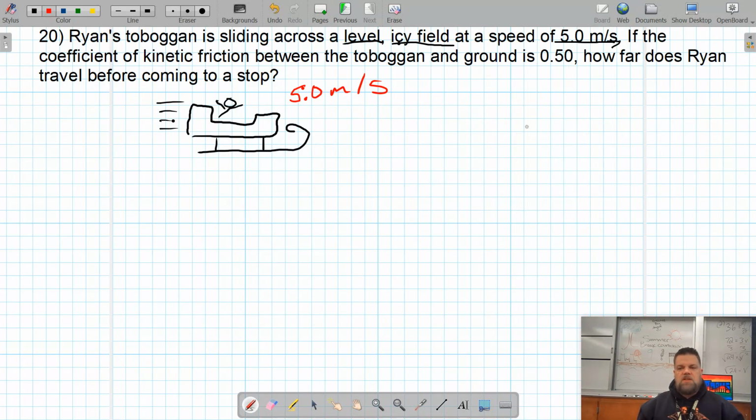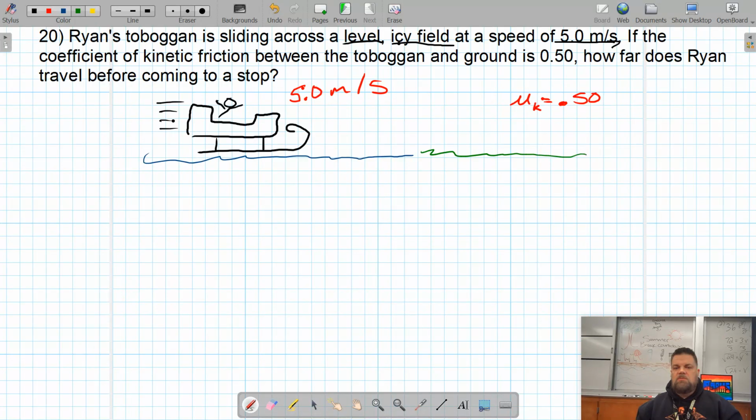So if the coefficient of friction, it's already in motion. So what type of friction is that? Well, it's the kinetic, equal to 0.5. How far does he travel before coming to a stop? Oh wait, it's an icy field. Okay, I understand what they're saying. He's sliding on the ice, no friction. At some point, he's on the ground, and so this is how far does he come to a stop?